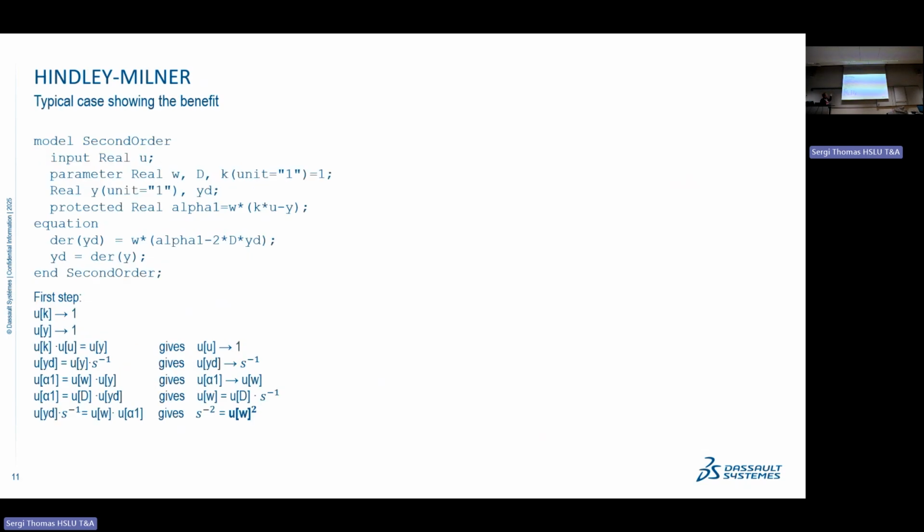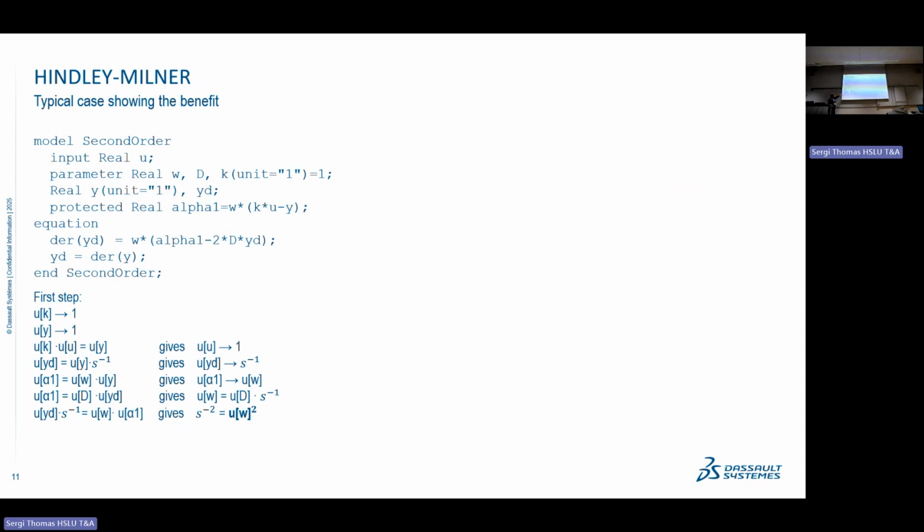So here is an example showing the benefit. Here are the two substitutions based on the units for k and y, which are declared. And then you get these unit equations. The unit of k times the unit of u is equal to the unit of u. You solve it by substitution and get that the unit of u is also 1. Then from yd equals y, you get this equation, and you solve it to get that the unit of yd is seconds minus 1. And u alpha 1, which is an intermediate variable to be able to talk about it, is the unit of omega times the unit of u. And you see that the unit of alpha 1 is then the unit of omega.